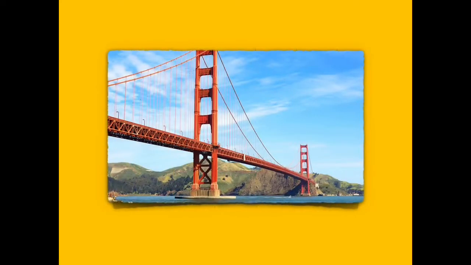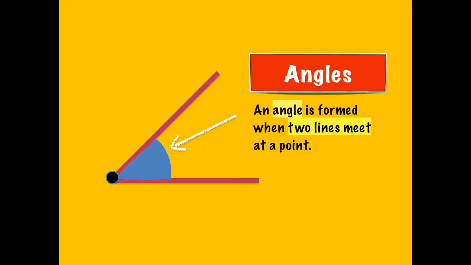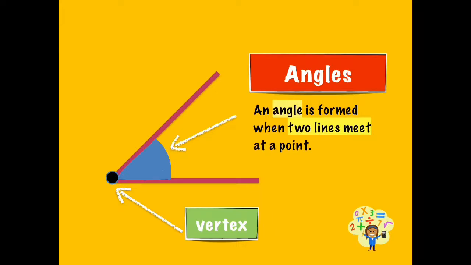This is the Golden Gate Bridge. This object gives us an example that things around us are made up of angles. What kind of angle do you see in the given picture? As a recall, we've learned that an angle is formed when two straight lines meet at a given point. We've also learned that a vertex is a point where two lines meet.